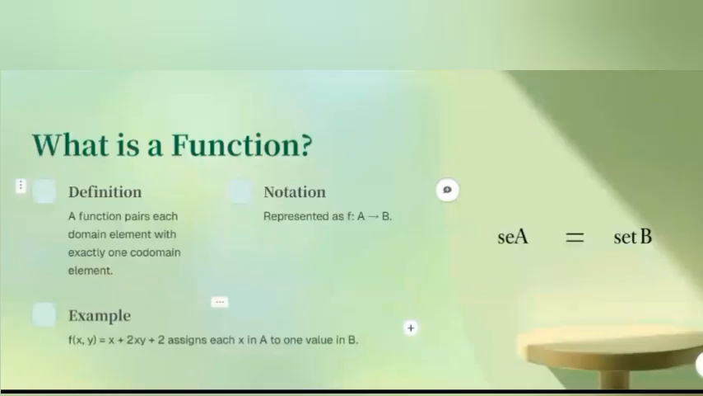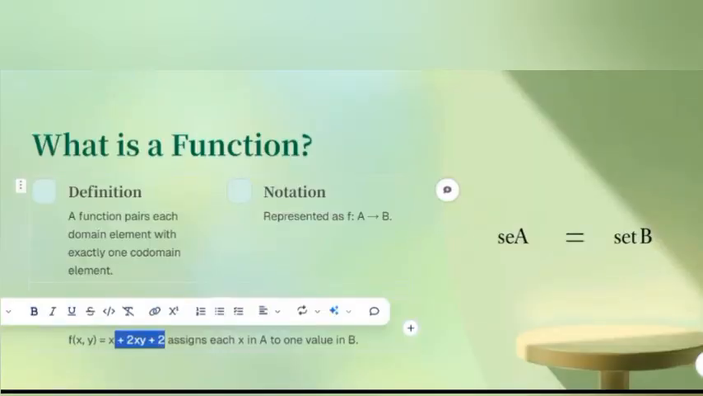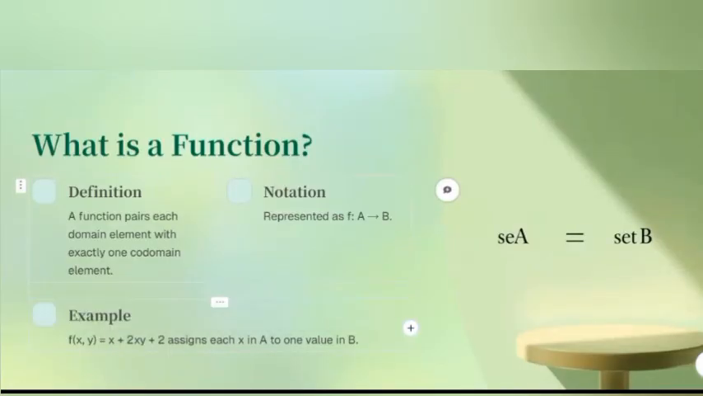Now, this is the basic definition, the basic representation of a function. The definition says it pairs each domain element with exactly one codomain element. What does that mean? We would have to define what the terms domain and codomain actually mean. Now, when we are talking about functions, let's go back to our original equation. Here we have f(x).